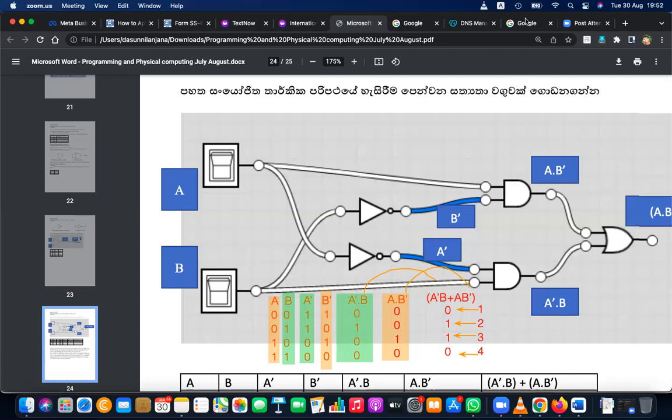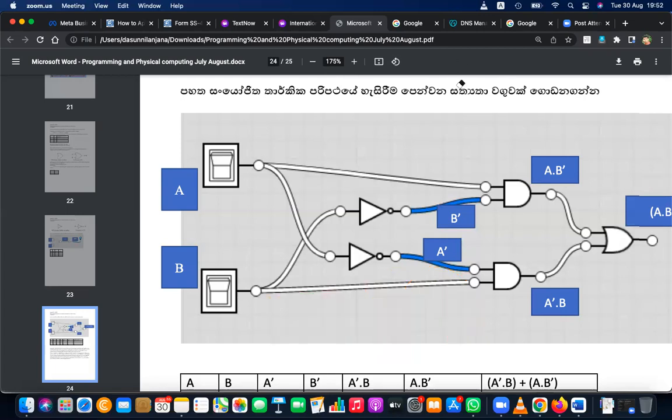That's not required, but you can do this. Even if you don't do it this way, you can still do this. Let's put 0 here. 0 here as well. 0 here.